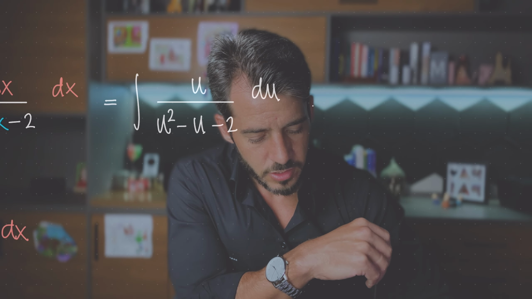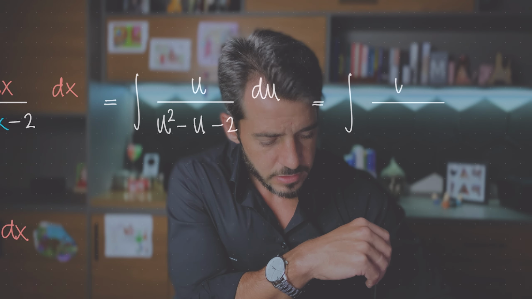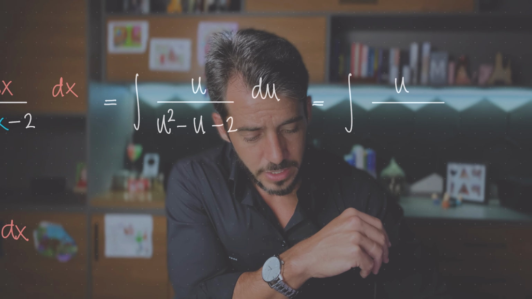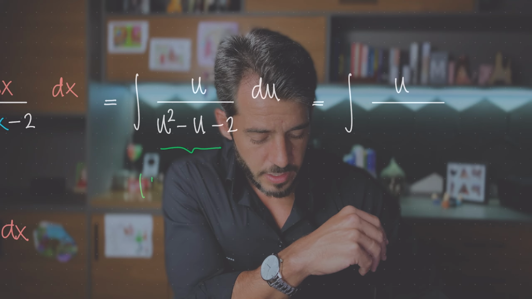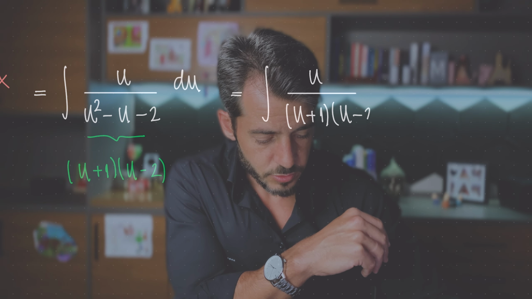So lots and lots of fun ahead of us. Let's factor out the denominator first. Factor out this quadratic. What is u squared minus u minus 2? We can factor this as u plus 1, u minus 2. So this is the integral that we have.